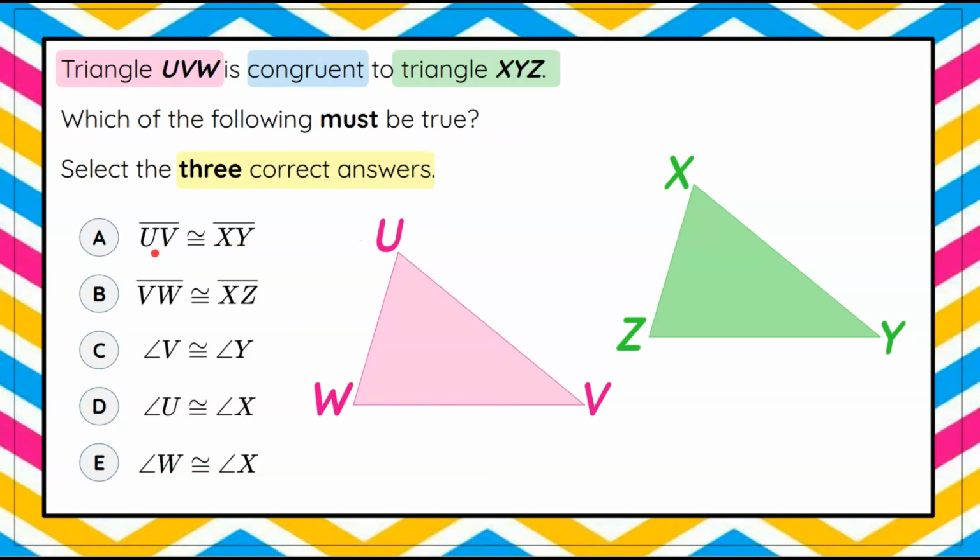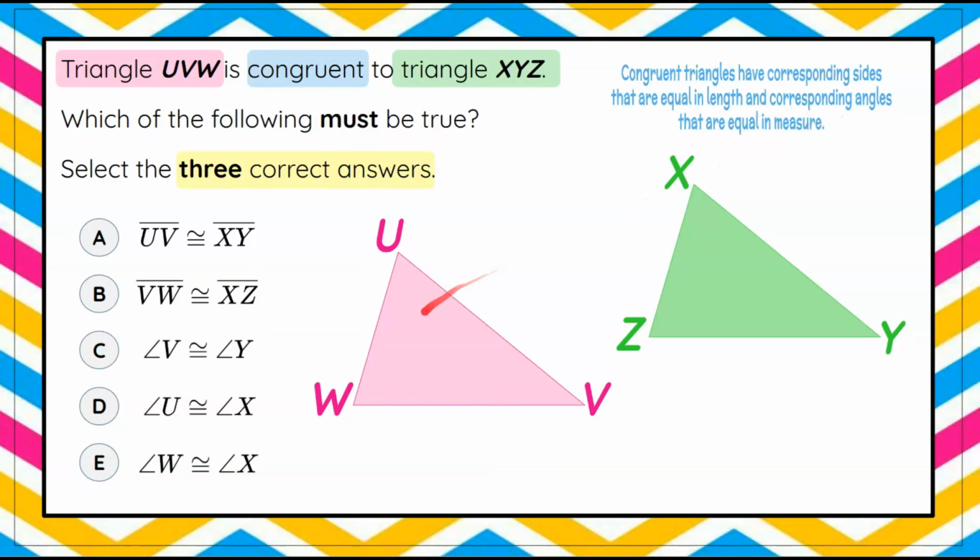All right, let's look at our first answer choice. Understanding first that congruent triangles have corresponding sides that are equal in length and corresponding angles that are equal in measure. So anything that corresponds from one shape to the other is going to be congruent or equal, have the same size. So our first thing that they're asking us about to see if it's true is side UV, which is right here, is congruent to side XY. So we can see that those are corresponding sides. They are in the same location of each triangle. So this would be a correct statement.